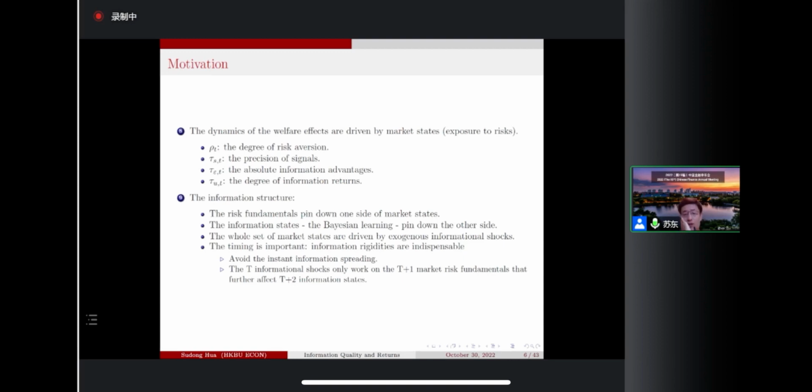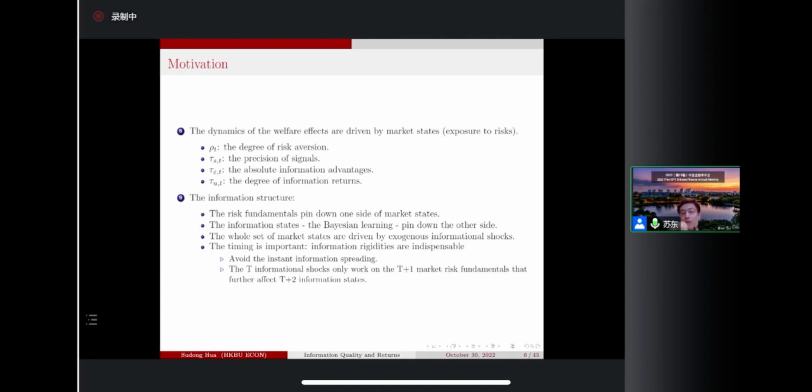I add information rigidities because I'm trying to avoid instant information spreading. If I had information spreading, on one hand, the information would have to be sold very expensively. On the other hand, if I use this information, my profits would be unbounded.